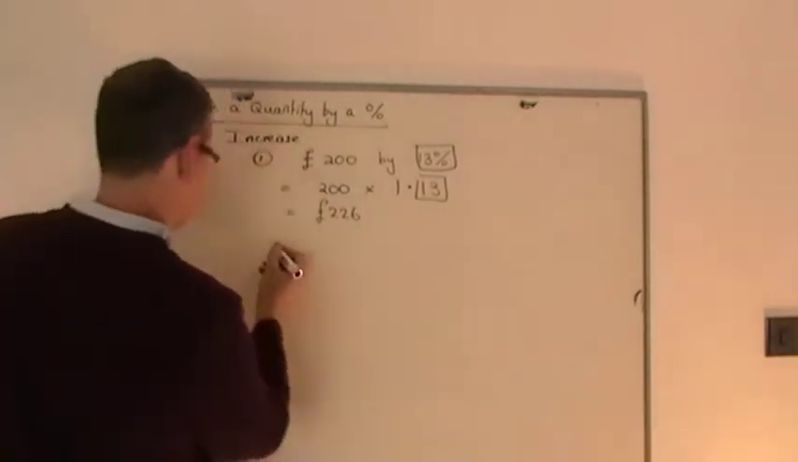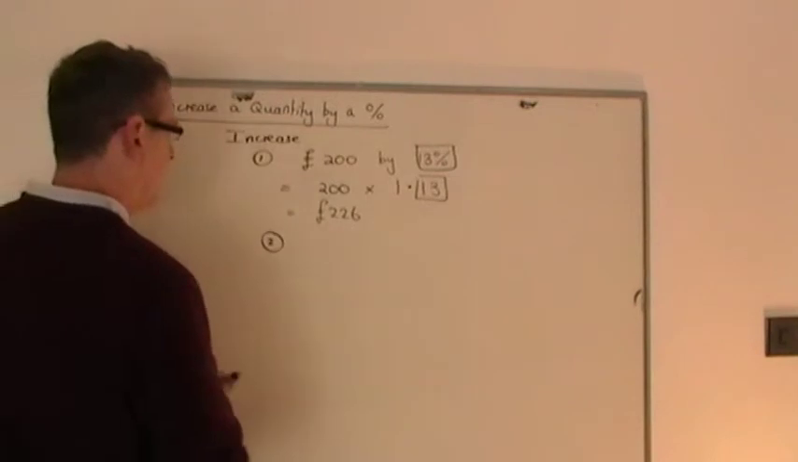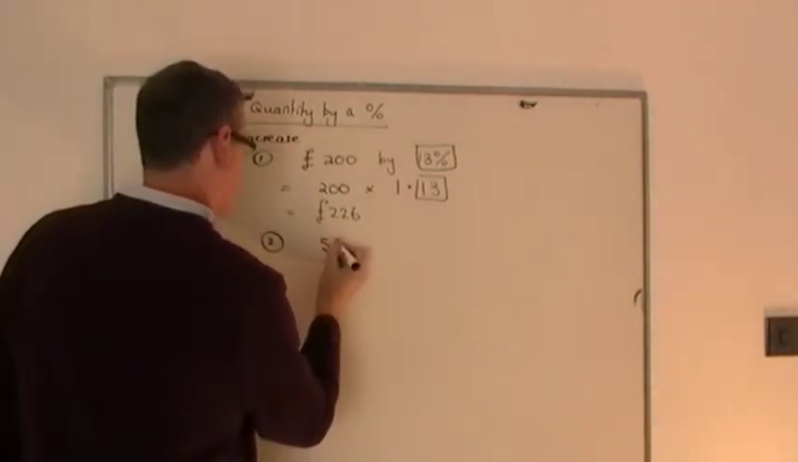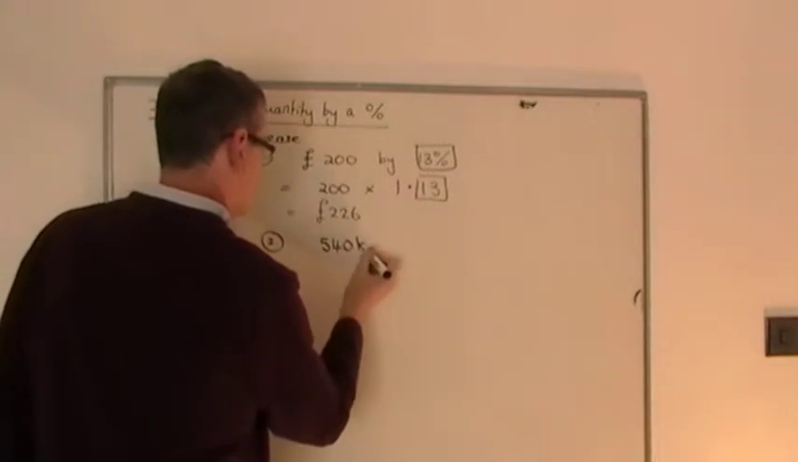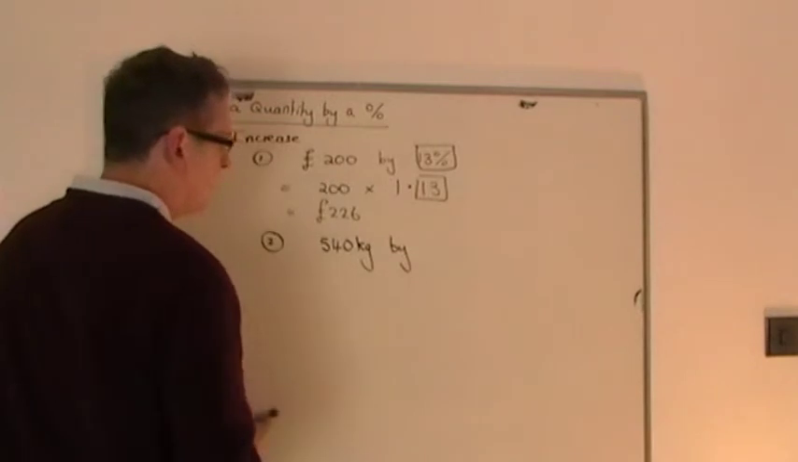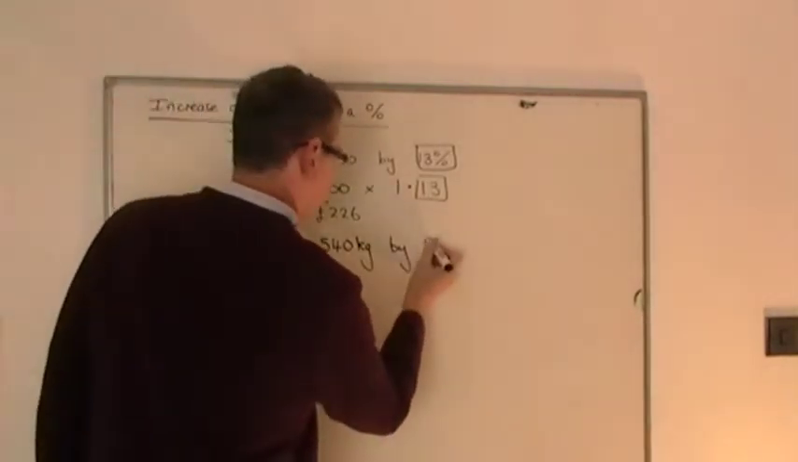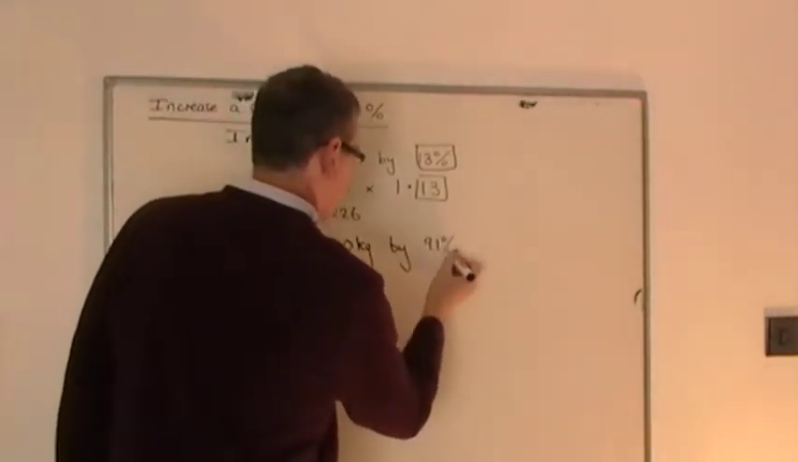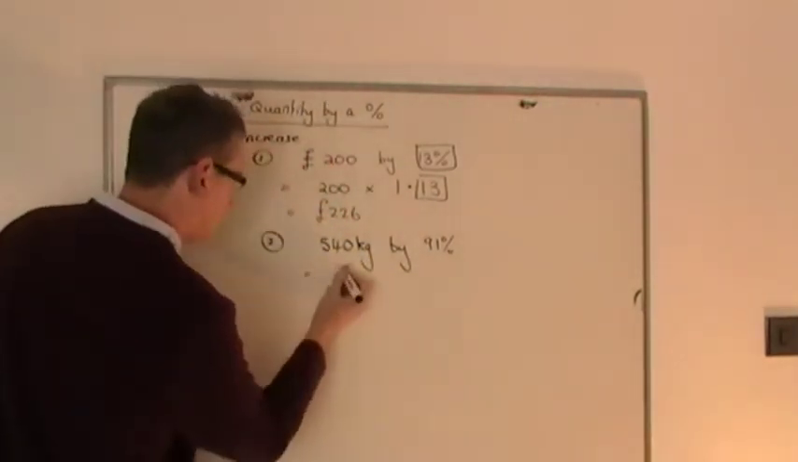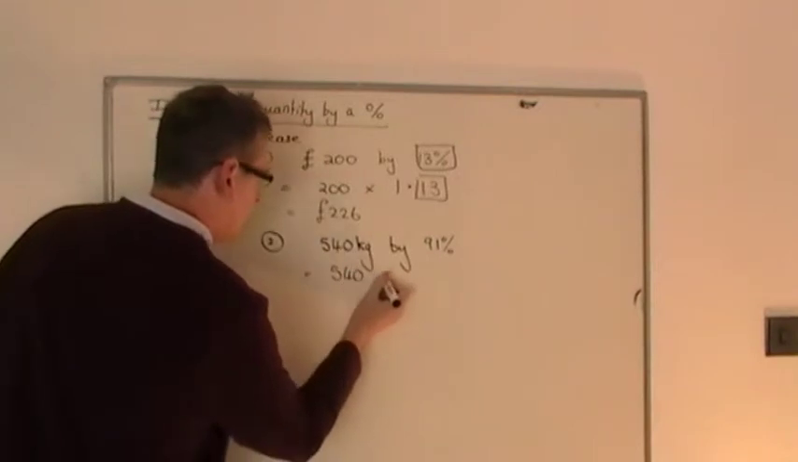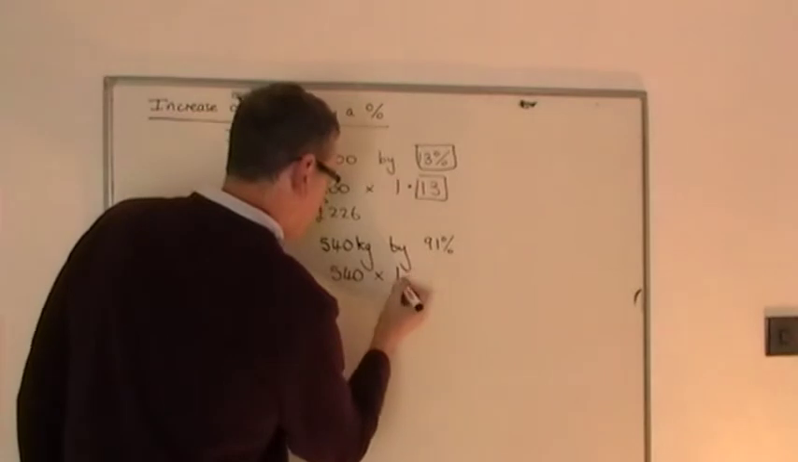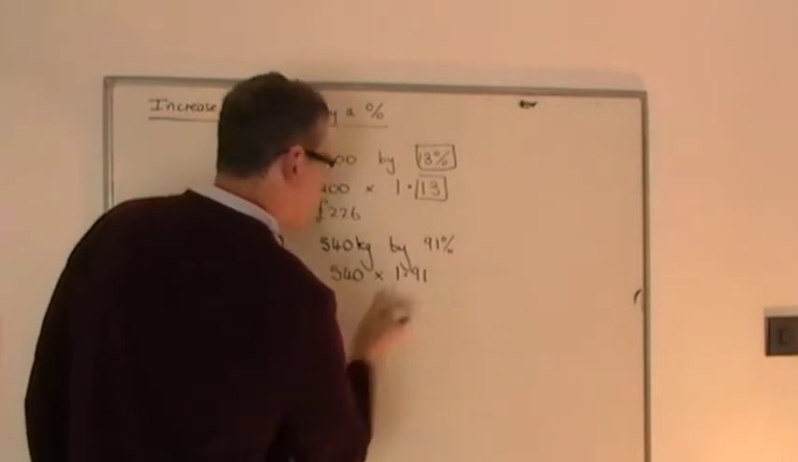Let's try another one. Number 2. You don't have to have money. You might have something like 540 kilograms and you're going to increase it by 91%. Now in this particular example, we take the 540 and we multiply it by, well, a 91% increase. You times it by 1.91.